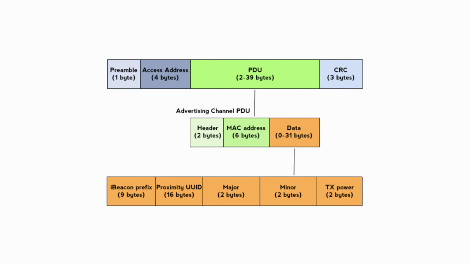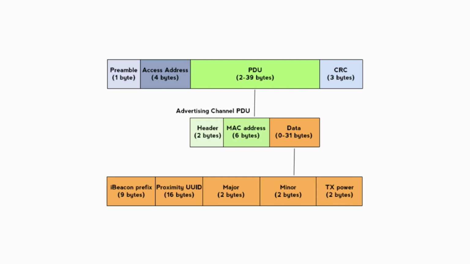This is the packet of a Bluetooth file which has to be sent. Preamble is the starting part of the packet, which says this is the start of the packet. The full information is loaded into the PDU. The PDU has headers, MAC address and data. The MAC address is the address of the phone to which the data has to be sent. It is a 48-bit MAC address.